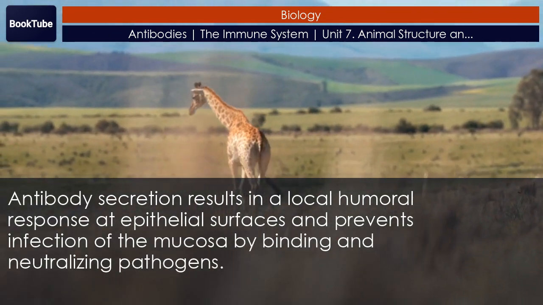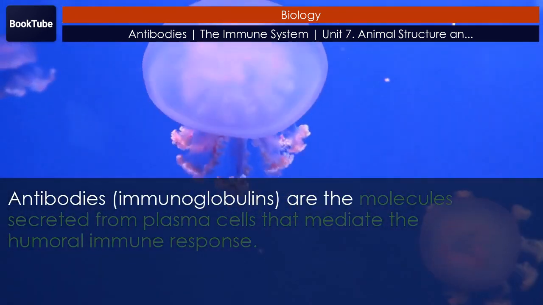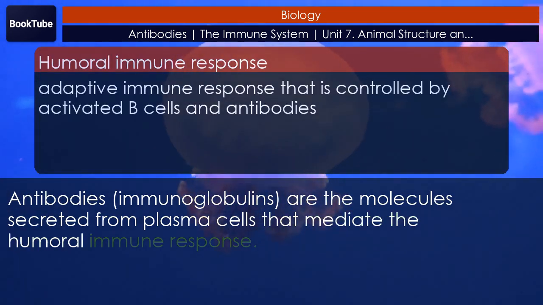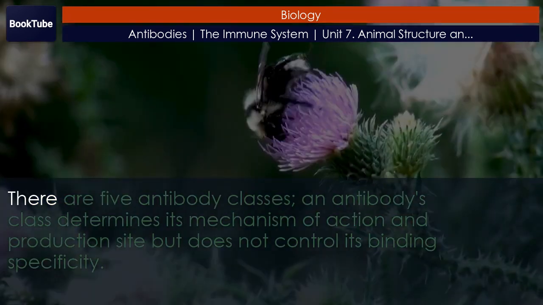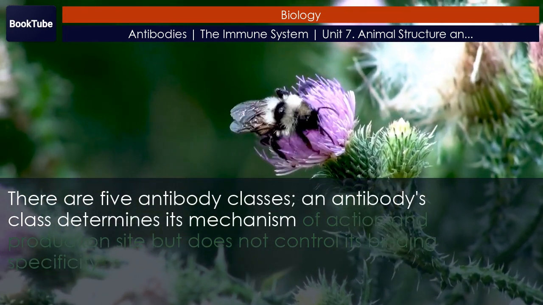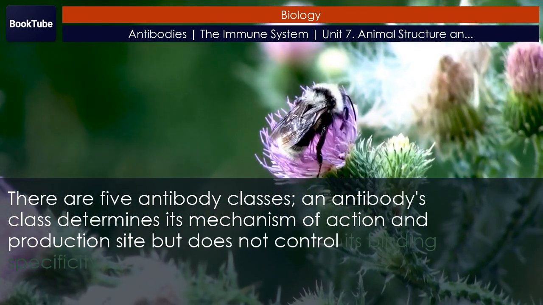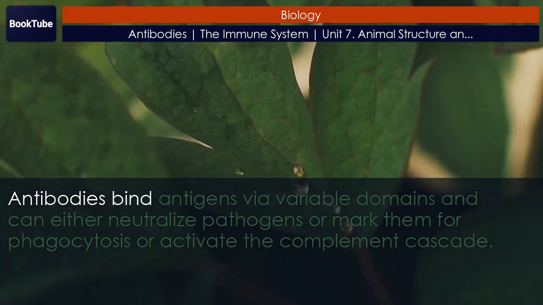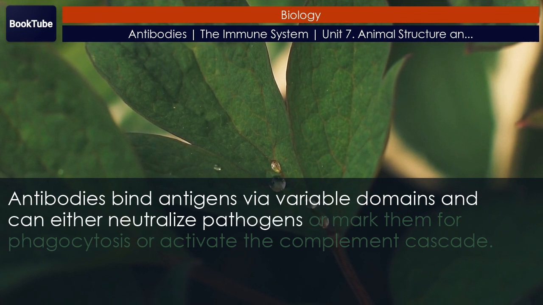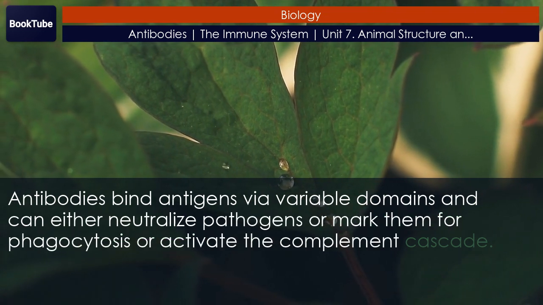neutralizing pathogens. Section summary. Antibodies, immunoglobulins, are the molecules secreted from plasma cells that mediate the humoral immune response. There are 5 antibody classes. An antibody's class determines its mechanism of action and production site but does not control its binding specificity. Antibodies bind antigens via variable domains and can either neutralize pathogens or mark them for phagocytosis or activate the complement cascade.